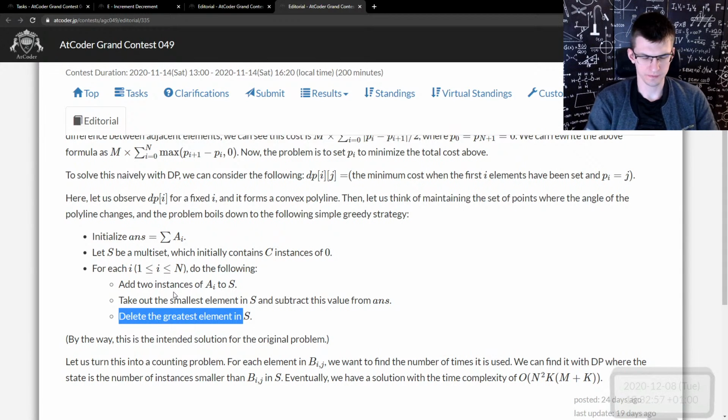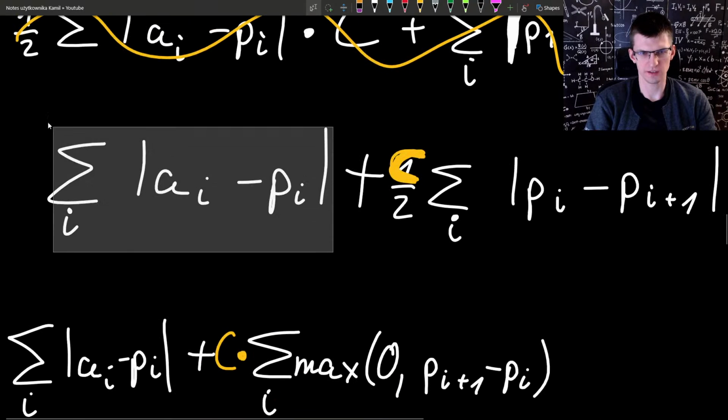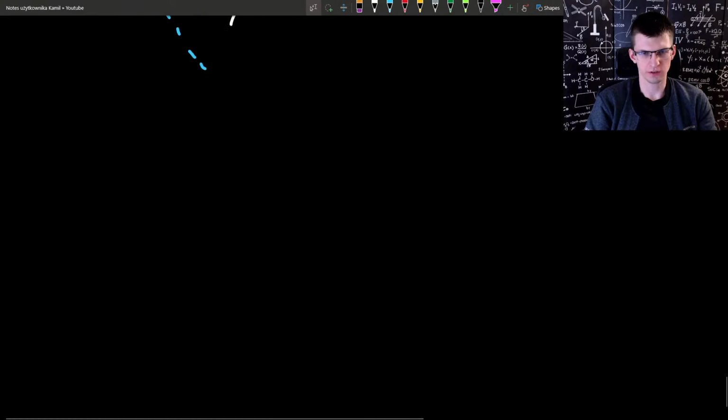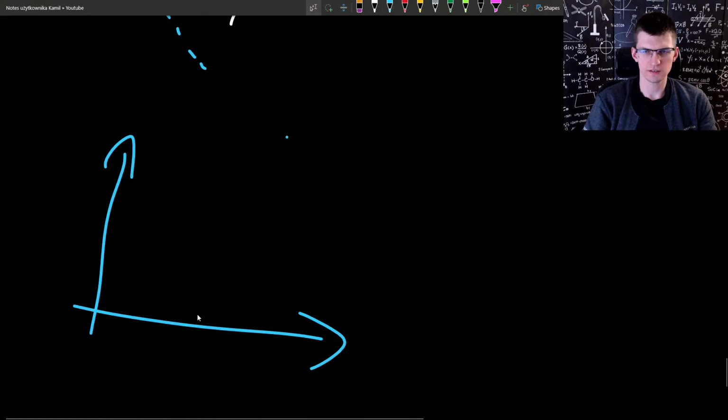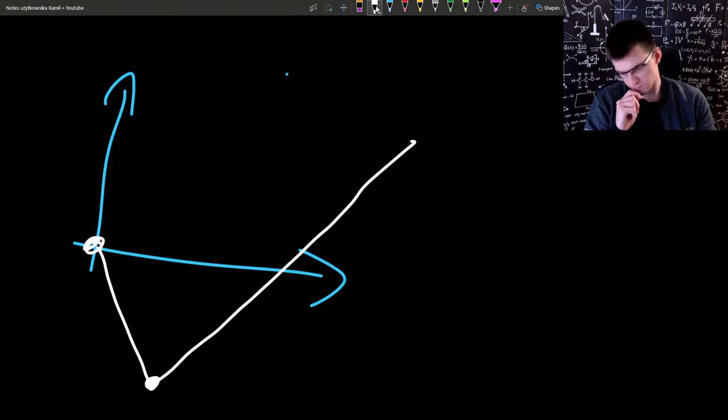At every moment, why initially is the answer the sum of A_i? That's what happens if all p's are equal to 0. Then this part is equal to the sum of A_i. Apparently we investigate how much this changes after that. So the sum decreases. What we should add to our function is something like this. Where this is A_i.